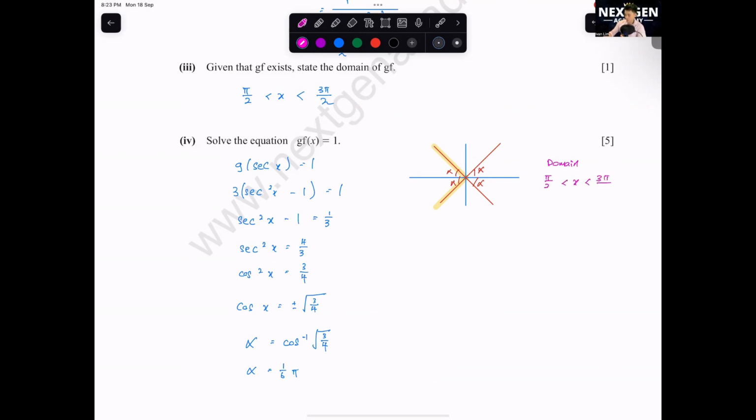Okay, this is from pi over 2 to 3 pi over 2. So here, you get pi minus 1 over 6 pi, then pi plus 1 over 6 pi, which you will get 5 over 6 pi, and then 7 over 6 pi. So for those who use tangent square x, you should get the same exact answer for your final answer. Right. Let's go to the next one.